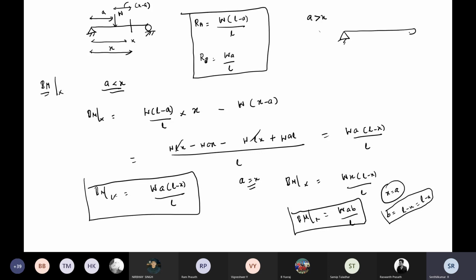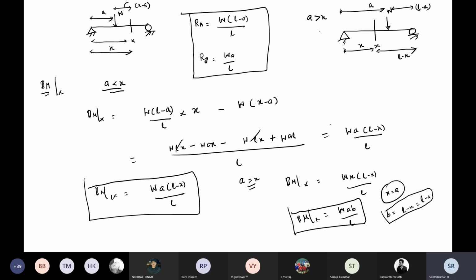Another case, a is greater than x here. W is the load, this is your a, this is your x. So this will be your L minus x, and this, you can say, is L minus a.